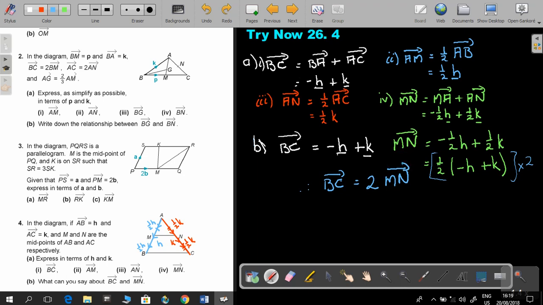2MN. Otherwise, I can also say it as that MN is equal to a half of BC. That's the other way. But I think we can stand by using this one. To get BC, I must take MN and I must multiply it by 2.